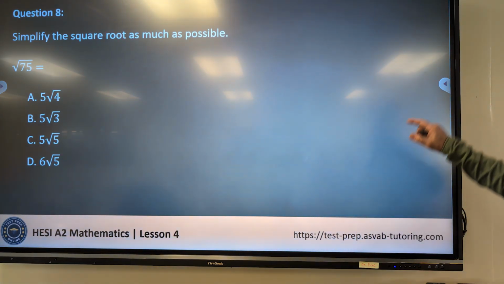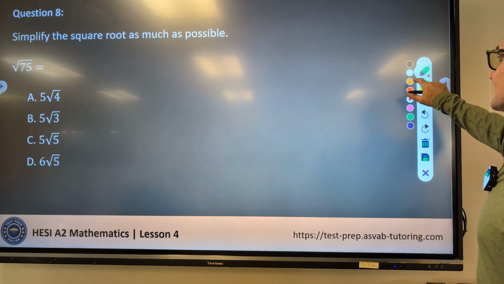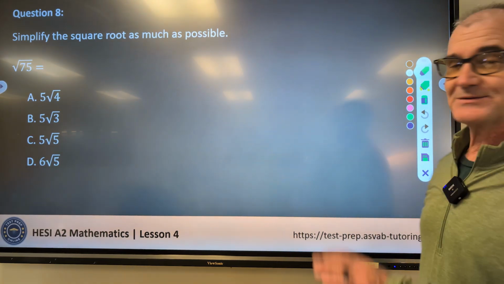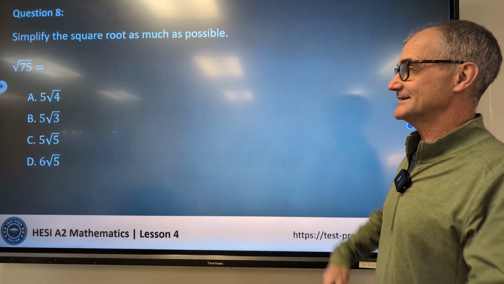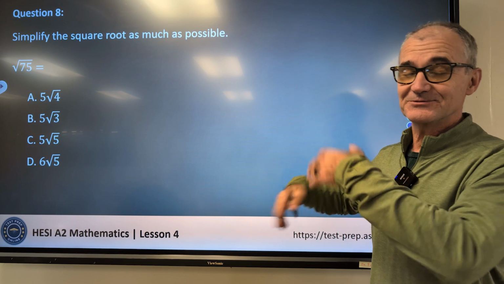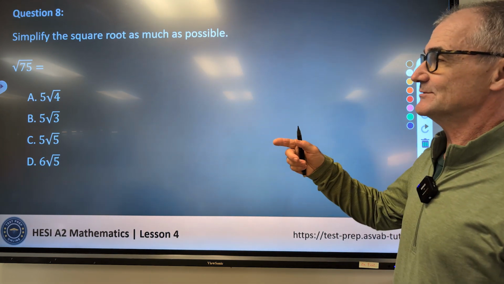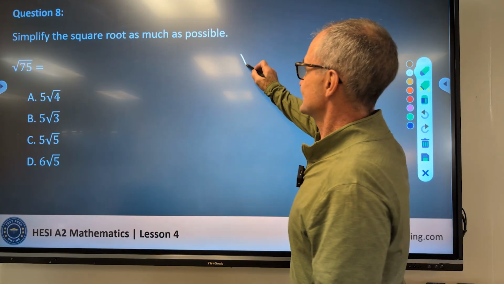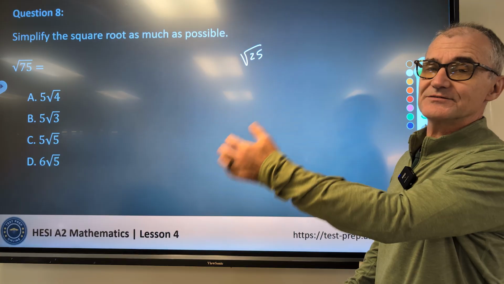Simplify the square root as much as possible. So how a square root works, maybe don't pause the video yet if you can't quite remember this from school. These aren't really lessons as much as review. Hopefully you saw this before. So how square roots work, it is saying the square root of 25 is saying what times itself equals 25.